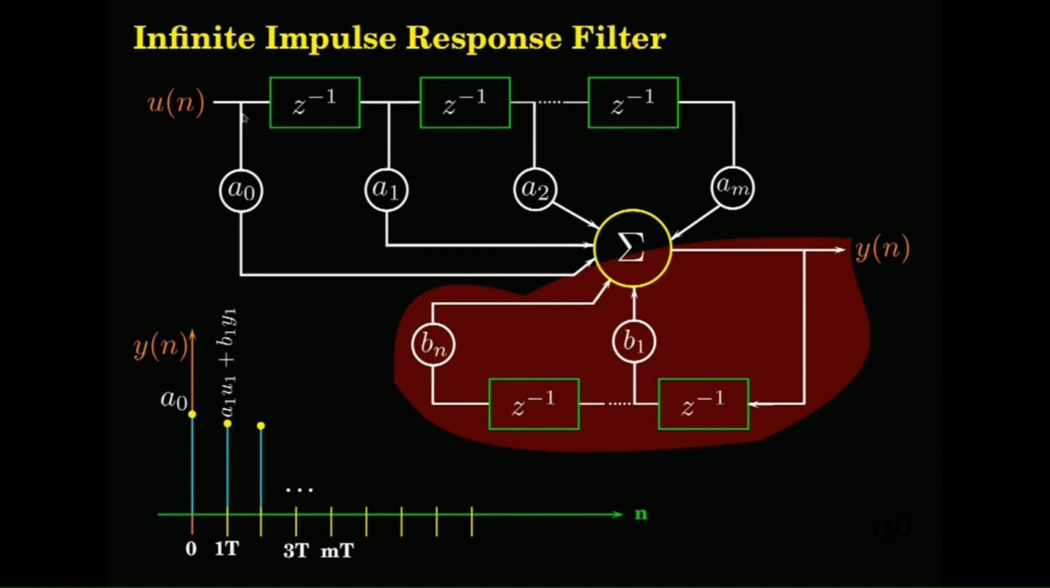After mt, the forward blocks are not contributing anything. All these forward scaling factors will contribute 0. There is no input, right? So what should contribute after mt? It's only this. So this will decay in some fashion depending upon the location of the poles.